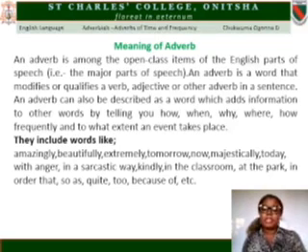An adverb can also be described as a word which adds information to other words by telling you how, when, why, where, how frequently, and to what extent an event takes place. Adverbs include words like amazingly, beautifully, extremely, tomorrow, now, majestically, today, with anger, in a sarcastic way, kindly, in the classroom, at the park, in order that, so as, quite, to, because of, etc.